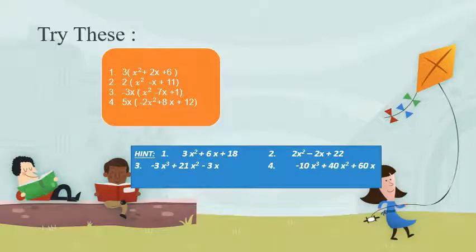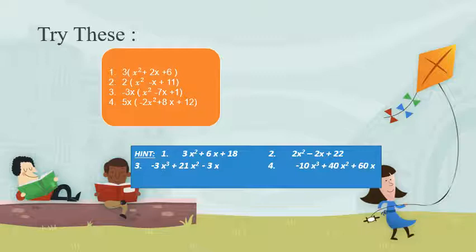First one answer is 3x squared plus 6x plus 18. Second one, 2x squared minus 2x plus 22. Third answer is minus 3x cubed plus 21x squared minus 3x. Fourth one, minus 10x cubed plus 40x squared plus 60x.